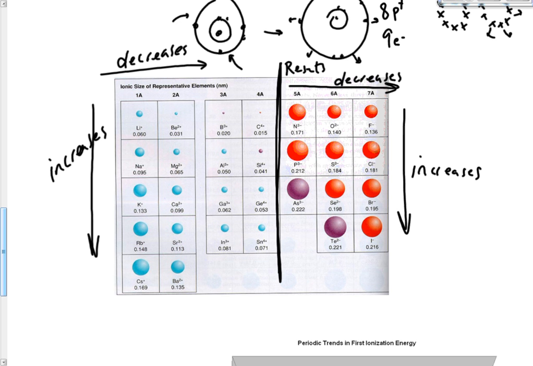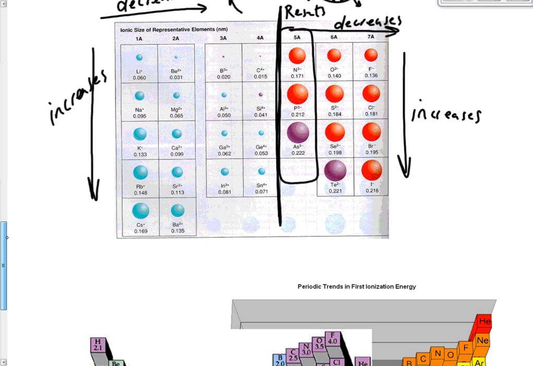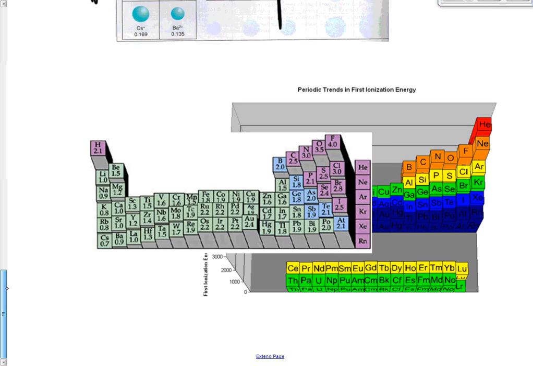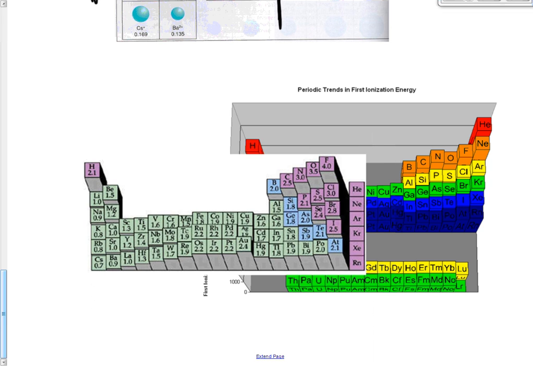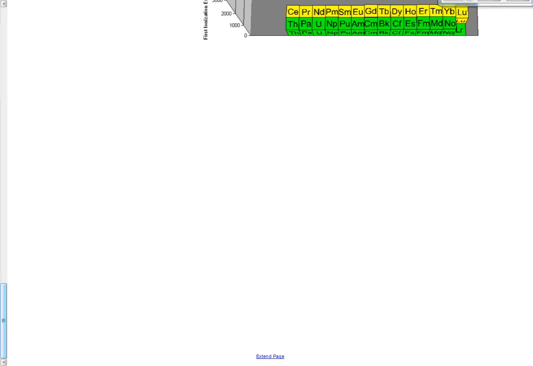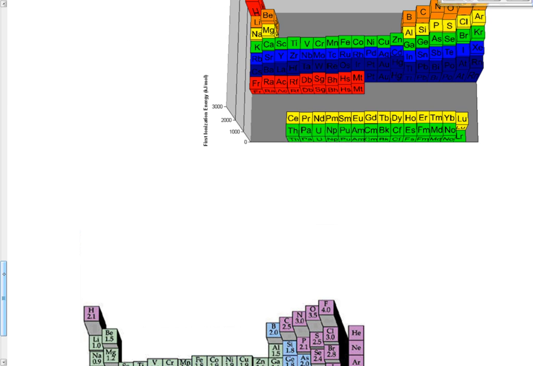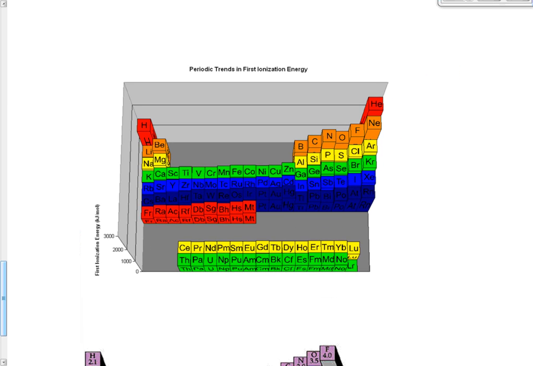Once you get to nitrogen, this group 5A, once you get to that one, it blows back up and then continues on with the same trends. Okay, let's look at ionization energy.